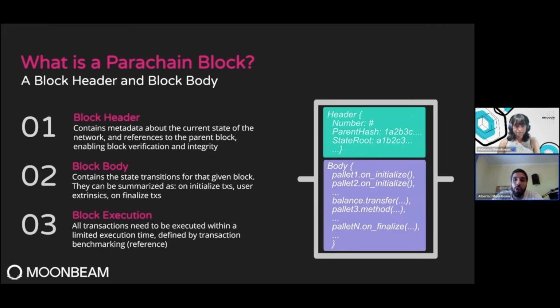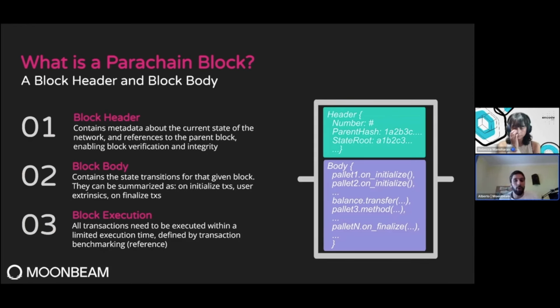And so, in Substrate-based chains, you have multiple types of extrinsics or transactions. You have ones that are executed when the block is starting to be executed. You have then the transfers that are made by regular users or signed users. And then you have transactions that are done at the end of the block execution, okay?